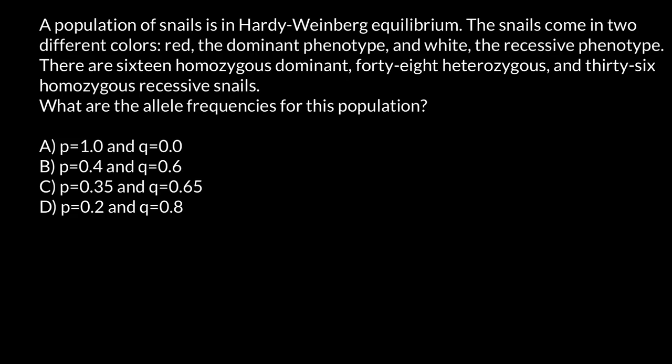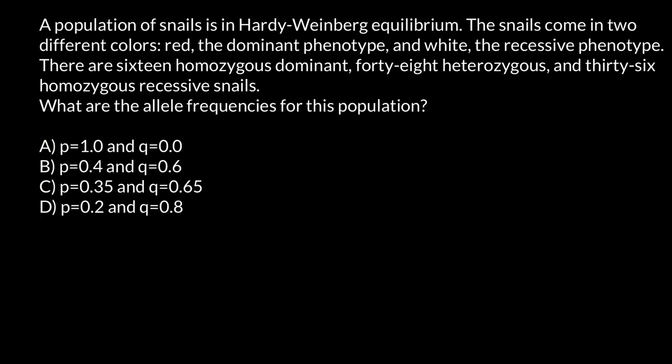Today's problem is a population of snails is in Hardy-Weinberg equilibrium. The snails come in two different colors, red the dominant phenotype and white the recessive phenotype. There are 16 homozygous dominant, 48 heterozygous and 36 homozygous recessive snails. What are the allele frequencies for this population? And here is a variance of the answers.